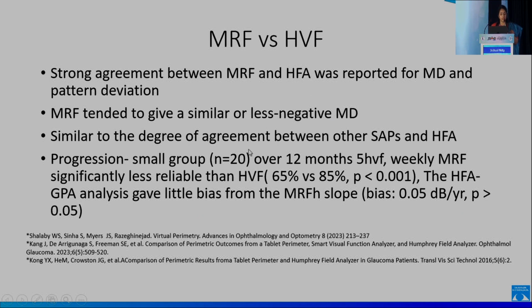And progression data is available for a very small group of patients, where patients were asked to do weekly Melbourne rapid fields and a total of 5 to 6 fields of Humphrey. It was found that Melbourne rapid fields were less reliable than Humphrey, but the promising part is that the HFA GPA analysis gave little bias from the MRF slopes.